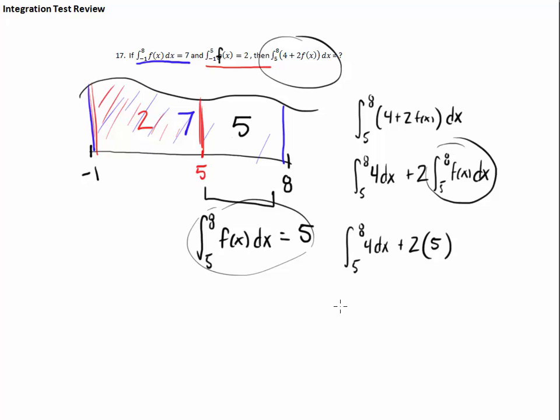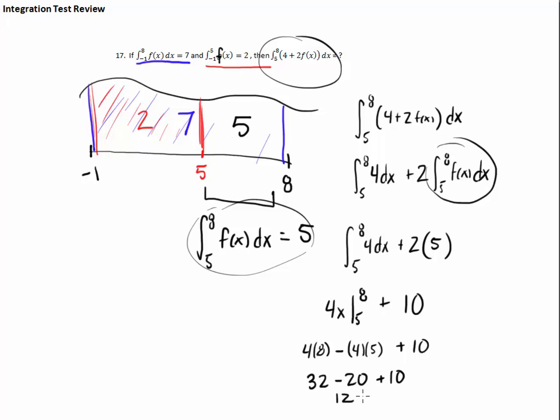I just have to evaluate this. Let's take the antiderivative of that. 4x evaluated from 5 to 8, and then plus 10 whenever we figure that out. So 4 times 8 minus 4 times 5, and then add 10. So we've got 4 times 8 is 32, minus 20, plus 10. So 32 minus 20 is 12, plus 10 is 22. There's our answer. Okay, so this guy right here is equal to 22.